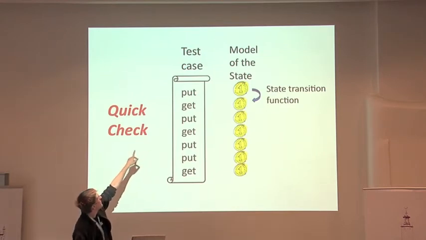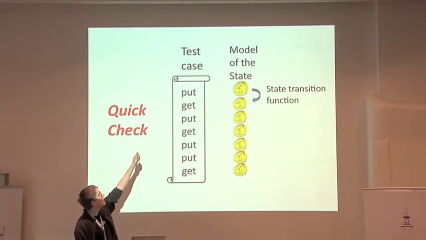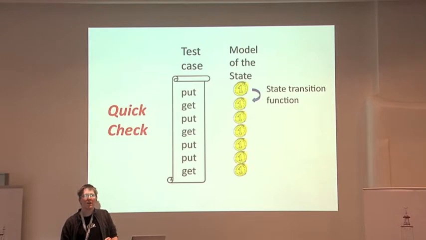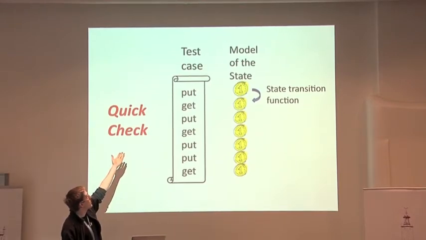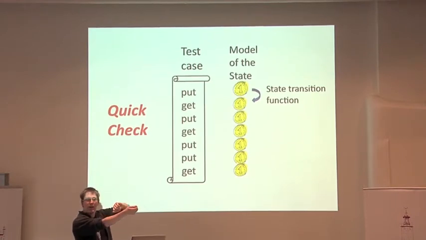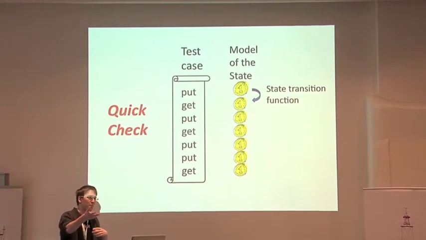And then for each command in the test case, you have a corresponding state transition function that modifies the state accordingly. So in this case, when you do a put, you would replace the value in the model by the value you put, and get wouldn't change the state at all.